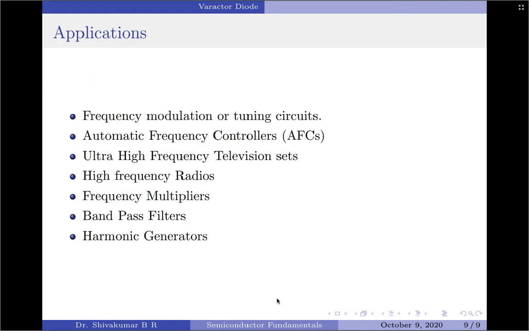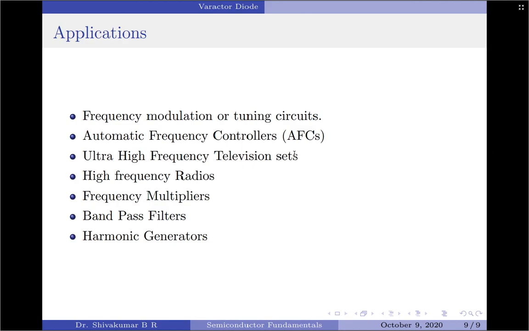Lastly, coming to the applications of Varactor diode. Owing to the special property of varying capacitance with varying voltage, Varactor diodes are mostly used in frequency modulation or tuning circuits where the value of capacitance determines the output modulation frequency. Some of the other applications include automatic frequency controllers, ultra high frequency television sets, high frequency radios, frequency multipliers, band pass filters, and harmonic generators.